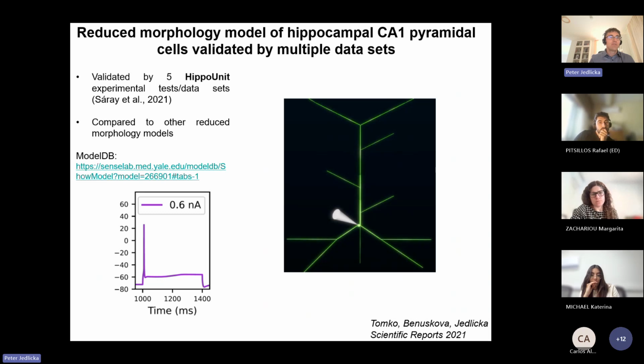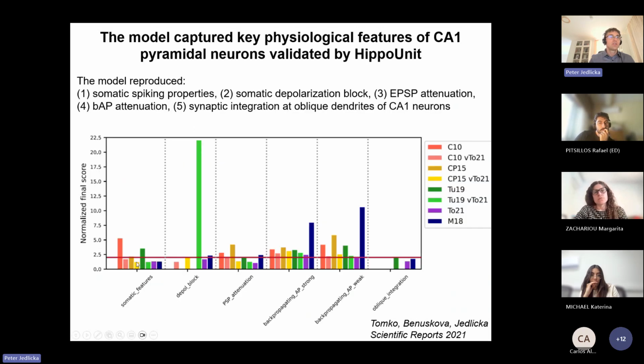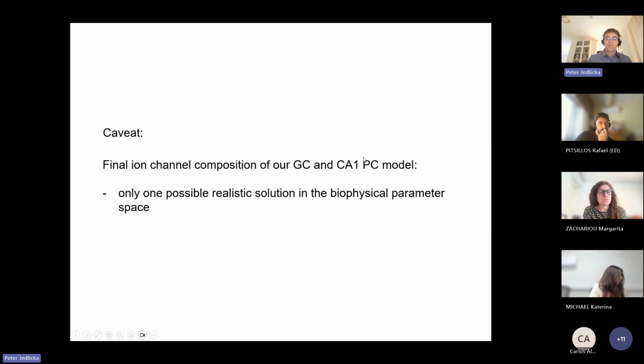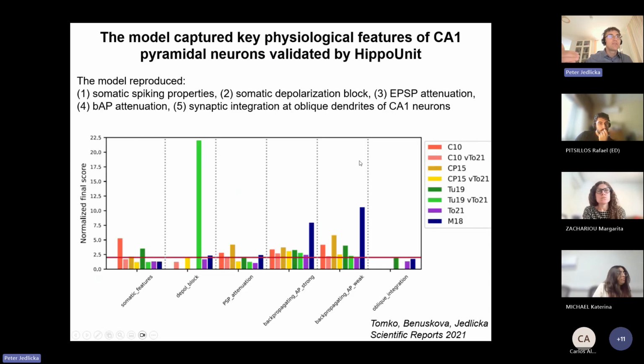Otherwise, I think we don't have to go into details here. Here you see those five different tests. It's 6 because you can do it for strong or weak action potential backpropagation. But yeah, I think we don't have to go into details here. The main thing is that it's important to use many different data sets and tests.